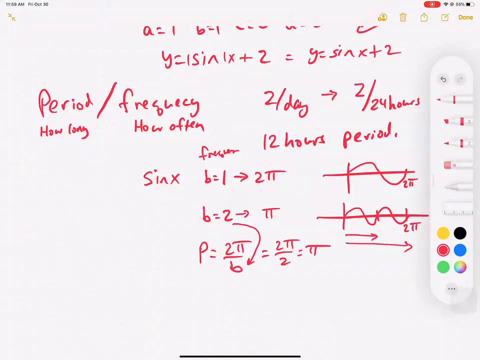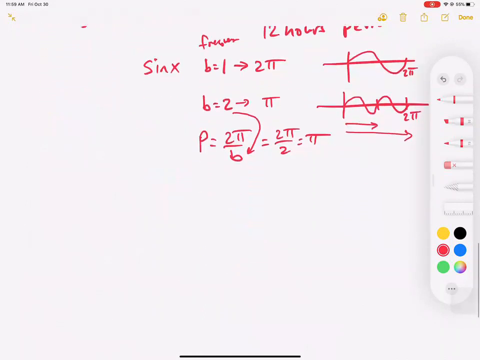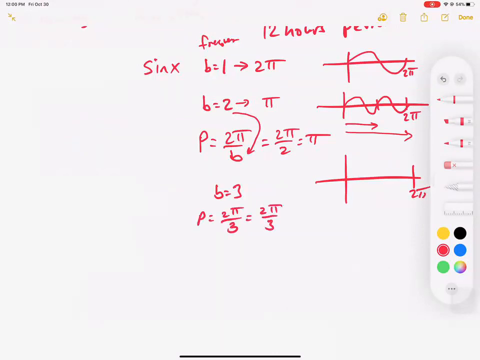It's easier for me to say, hey, instead of just squeeze 2 graphs, imagine if I told you squeeze 3 graphs here. Squeeze 3, if b was equal to 3, you're like, here's 2 pi. Good luck, 1, 2, man, I ran out of space. Let's do this again. 1, 2, 3. Oh, that looks a little terrible. So instead, let me make this easier for you. If I say p is equal to 2 pi over 3, the time it takes me to finish one graph is 2 pi over 3.